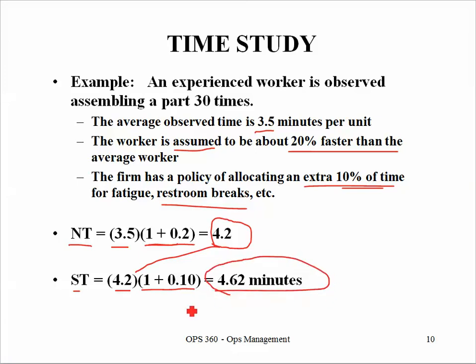And there's actually a couple different ways to figure out an allowance factor depending upon the nature of what's being allowed for. The text talks a little bit about that. This is the simpler approach where you just add the extra percentage to 1 to get the allowance factor. And in this example, I have a standard time that turns out to be 4.62 minutes. And that's the time that I would use for planning purposes.